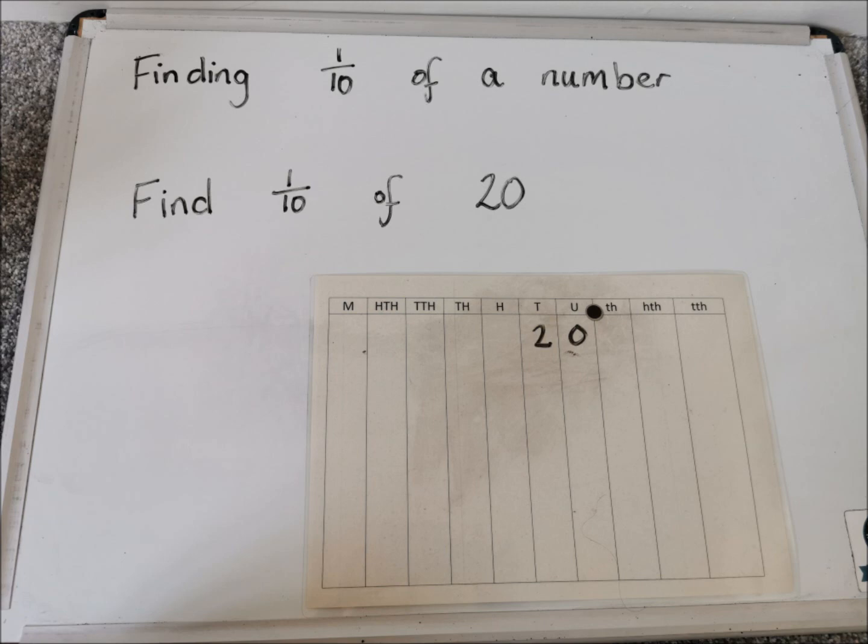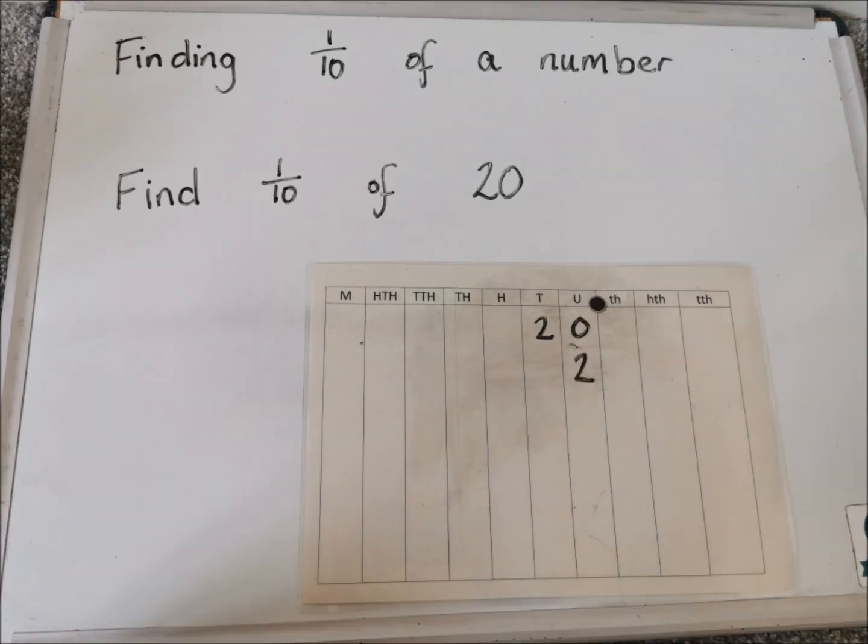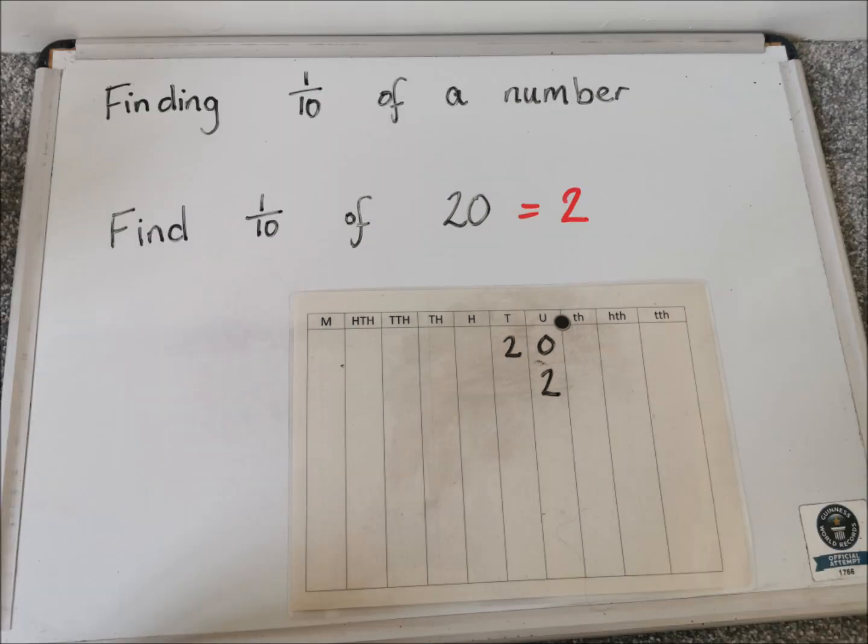If not, we put 20 into the tens and units, just where they would go. To divide by 10, we shuffle everything down a step. So the 2 jumps into the units and the 0 disappears. Remember, we had someone sort of running off into the distance when they disappeared. So finding a tenth of 20, the answer is just 2. So hopefully you were able to work that one out.